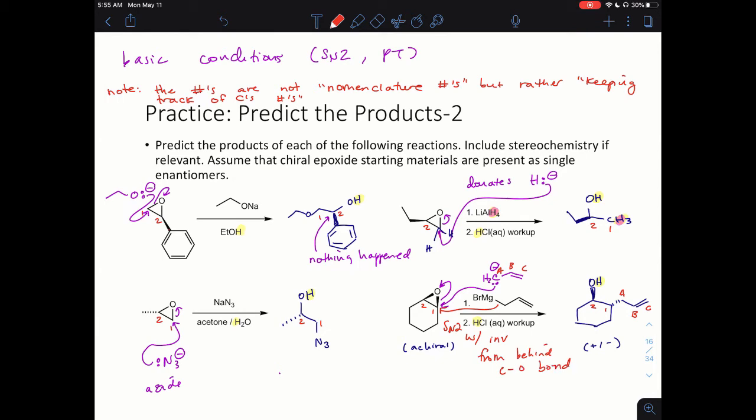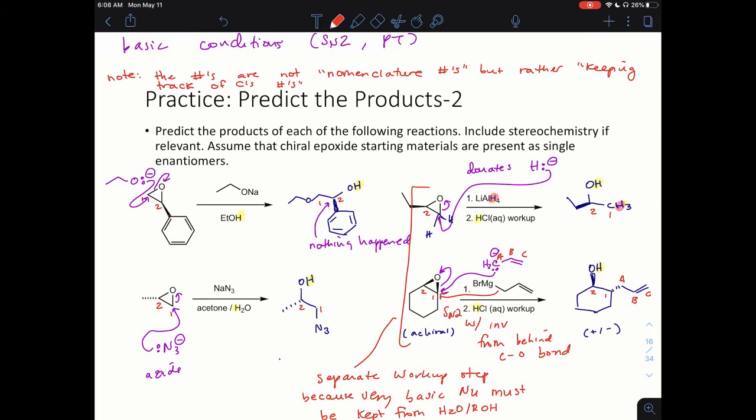And then, of course, there's protonation in a separate workup step. So just keep in mind here, one last thing. These last two examples have a separate workup step because the anionic nucleophiles are so basic, you have to keep them away from water. This last reaction in particular is very useful because it generates this new carbon-carbon bond.